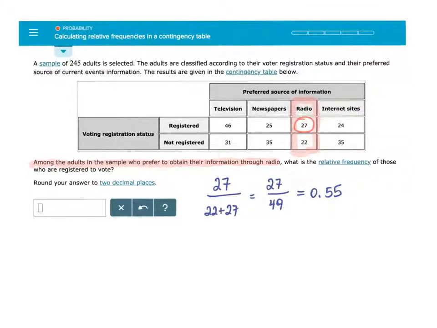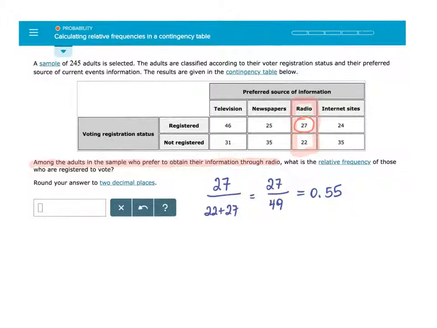In this video, we will learn how to calculate relative frequencies in a contingency table. A sample of 245 adults is selected. The adults are classified according to their voter registration status and their preferred source of current events information. The results are given in the contingency table below.